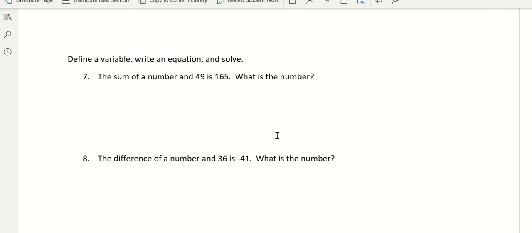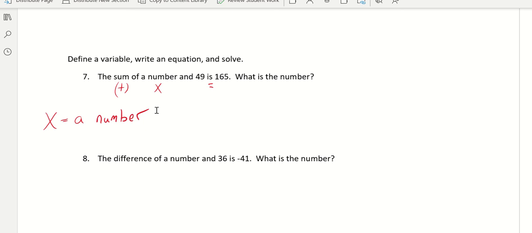Number 7, define a variable, write an equation, and solve. The sum of a number and 49 is 165. So sum means we're going to be adding a number, we'll call it x, and 49 means equals, right? 165. So x is going to represent a number. Nothing fancy here, just x represents a number.